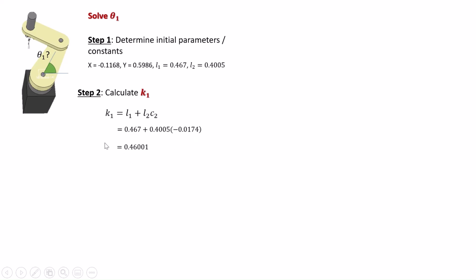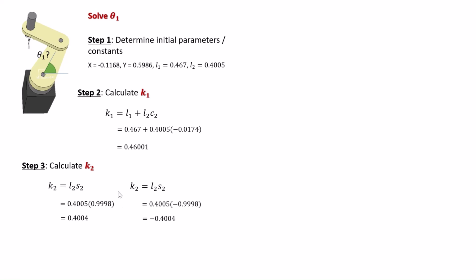0.46001. Step 3 is to calculate K2, another new value. There are two possibilities because we have two possibilities of S2, sine theta 2, in the previous theta 2 identification. So K2 will produce 0.4004 or minus 0.4004. And step 4 is to obtain theta 1.